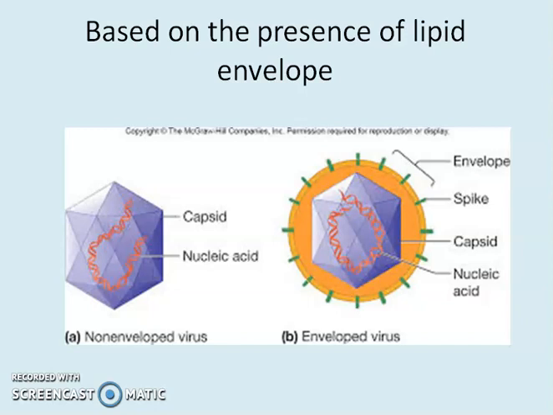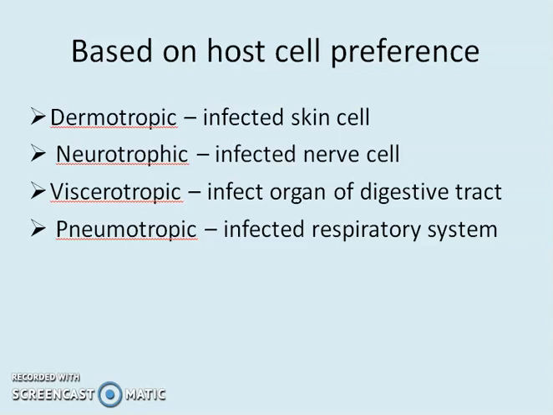Now we will see another system of classification based on the host cell preferences. I told you before that viruses can attack different types of hosts like plants, animals, humans, bacteria, etc. Even within a host, they have particular host cell preferences. So based on their host cell preferences, we can classify viruses into different types. Among these is dermotropic. Dermotropic viruses are those viruses which infect skin cells. For example, certain types of herpes viruses and certain papilloma viruses infect the skin cells.